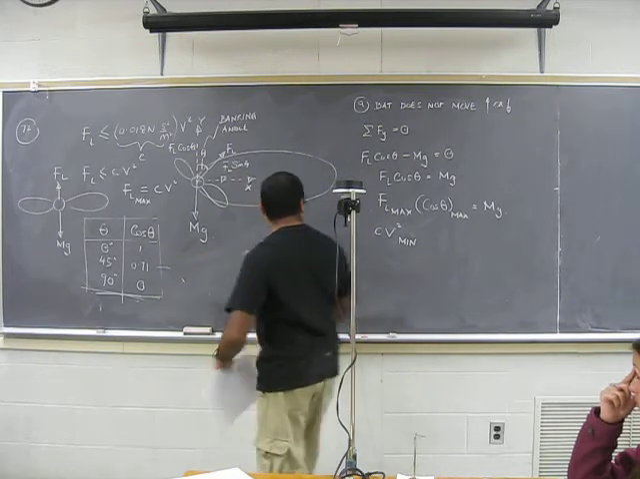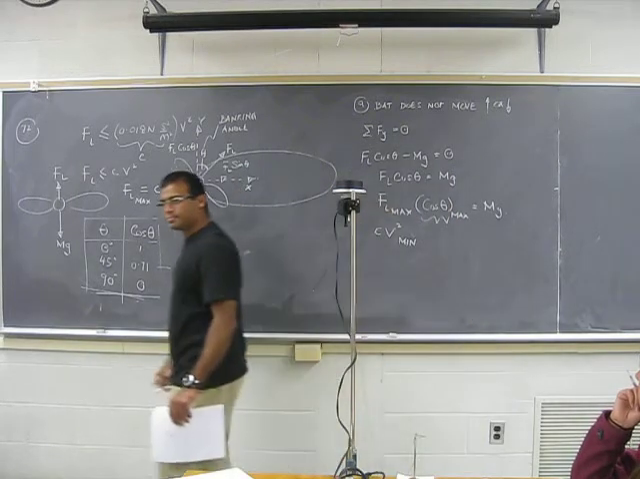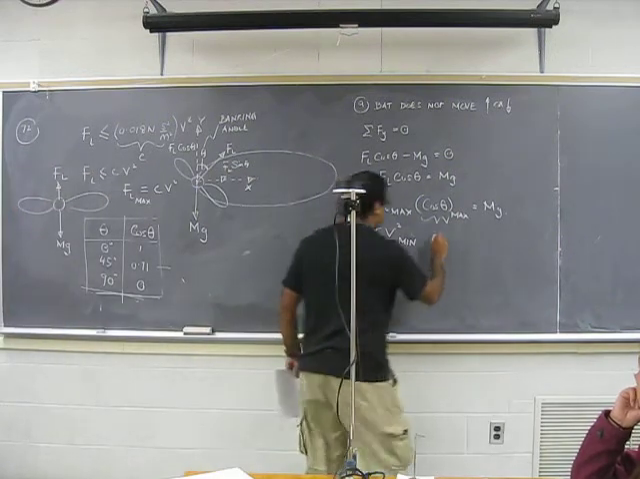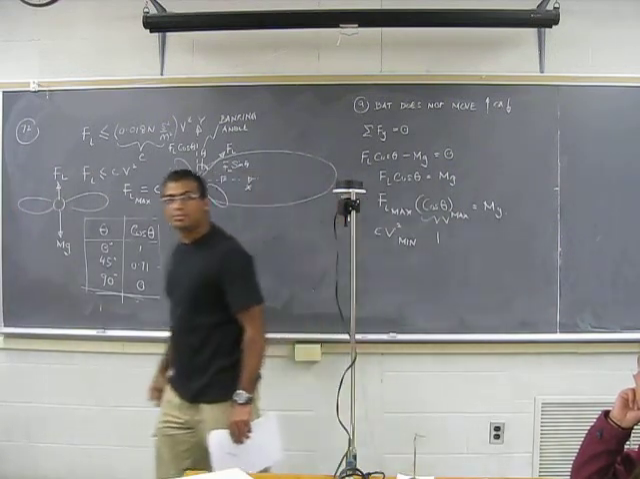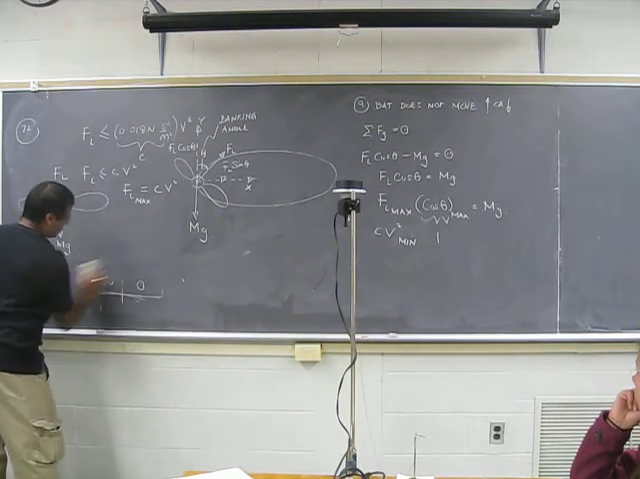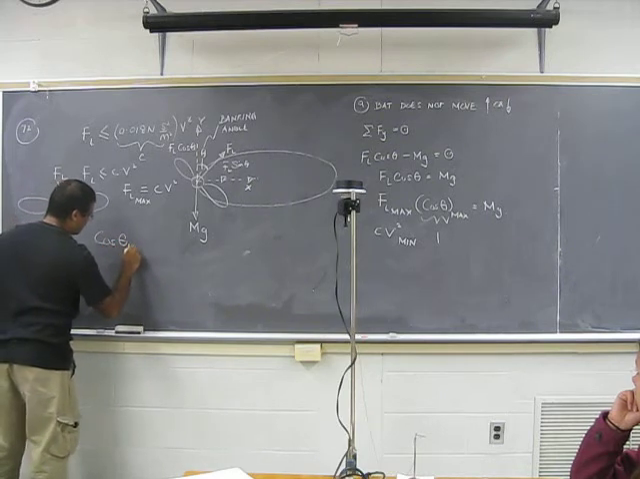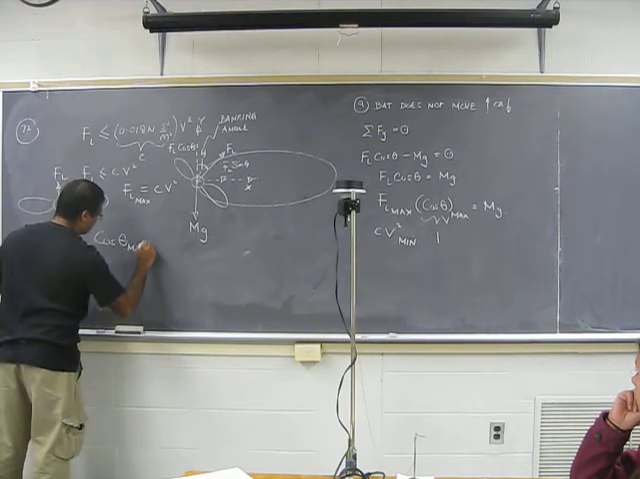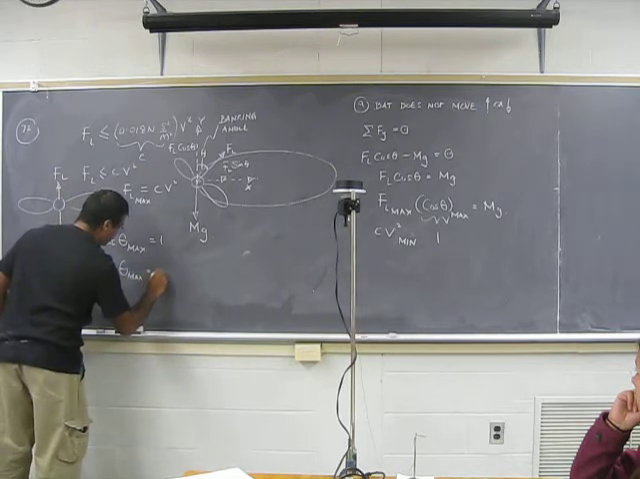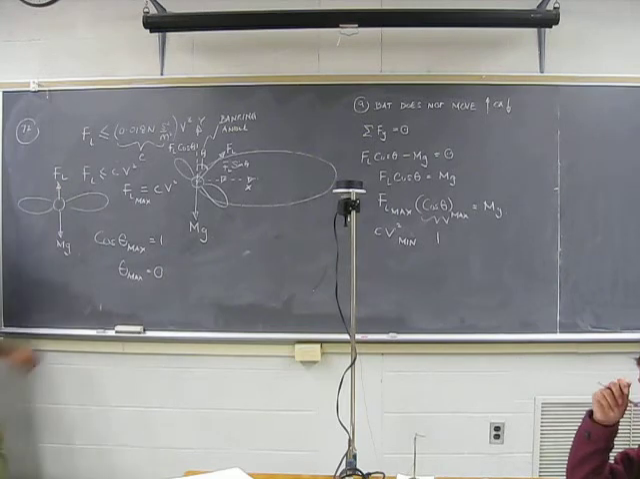So the maximum cosine theta is therefore what? For any angle? 1. What would be the corresponding angle for that? 0. So in other words, cos theta max is equal to 1, and the theta for this would be 0. Right?